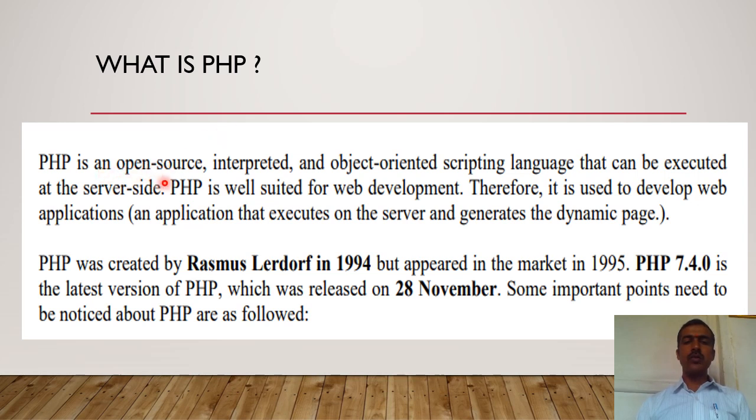PHP is an open source, interpreted and object oriented scripting language that can be executed at server side. Open source means you don't need any license to download PHP. Anyone can develop the PHP language, or anyone can update or upgrade it. That is what open source means.